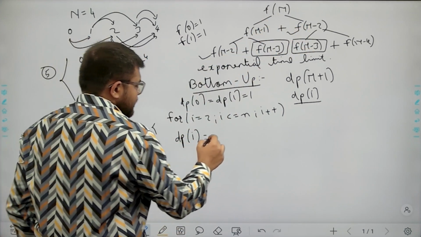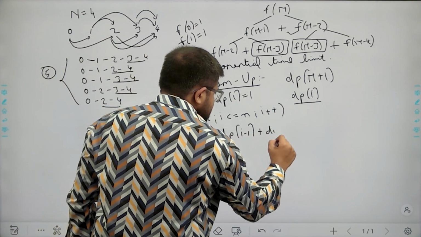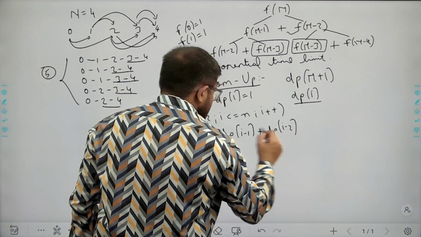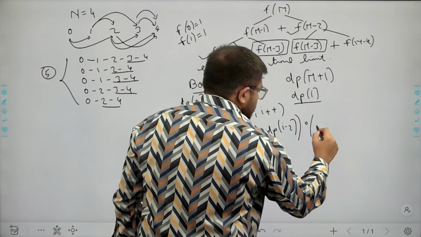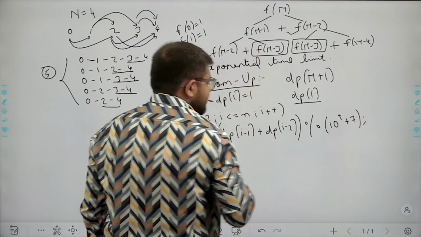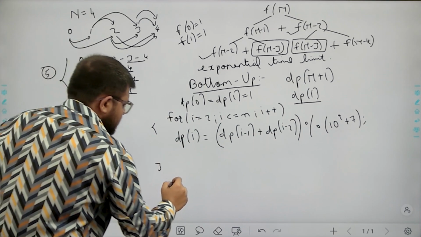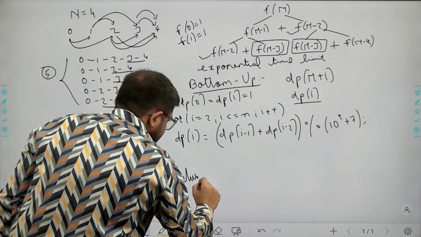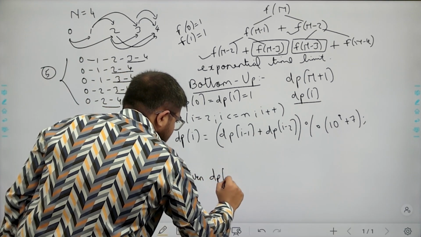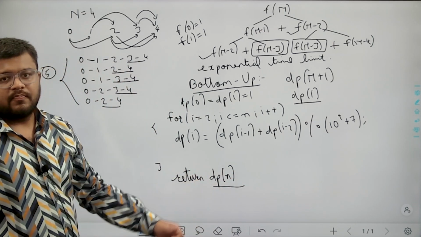So I can say dp of i is equal to dp of i minus 1 plus dp of i minus 2. And at every step we have to take modulo mod. So I'll take modulo mod, where the mod value is 10 to the power 9 plus 7. So all the dp of i values will be calculated, and after coming out of the for loop, I can return dp of n, that is nothing but the number of ways to reach point n starting from point 0.